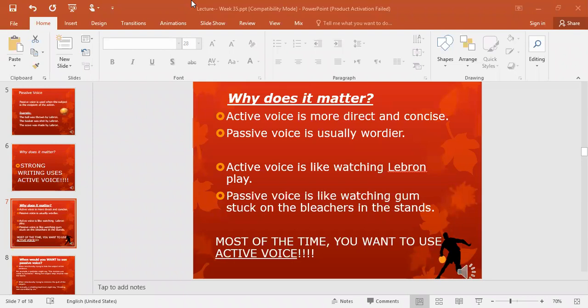So this is the difference, okay? We as human beings, most of the times we prefer to use the active voice, because as I said, it's direct and clear.